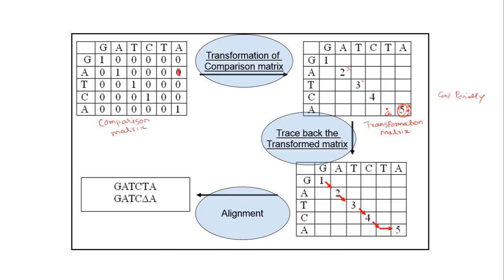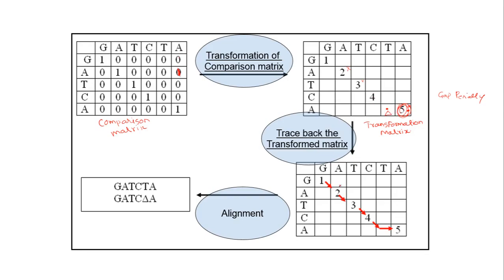Okay, and when you give the gap, you would subtract some gap penalty from the final score. Well, let us not talk about this gap penalty and everything. We would talk about the real gap penalties when we align the two sequences. And in this way, we say that you have transformed the comparison matrix that you have generated in the previous step. So this is called the transformation matrix.